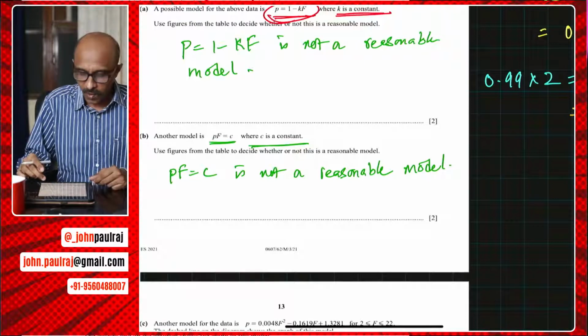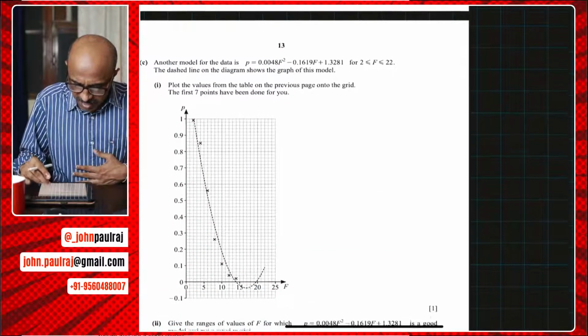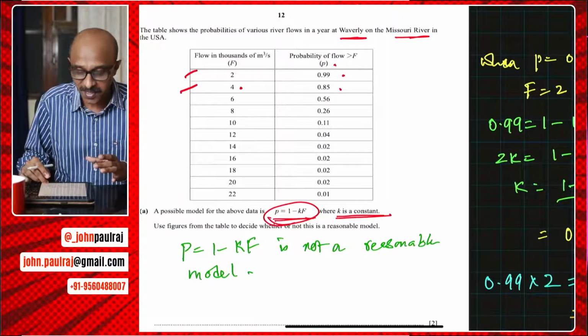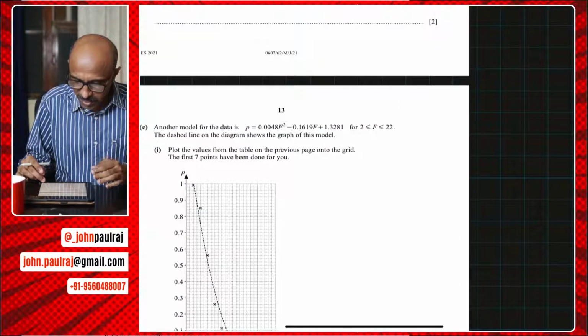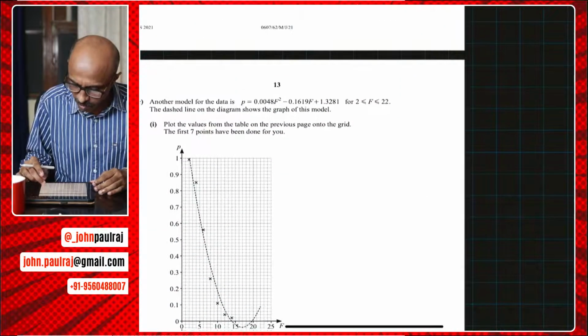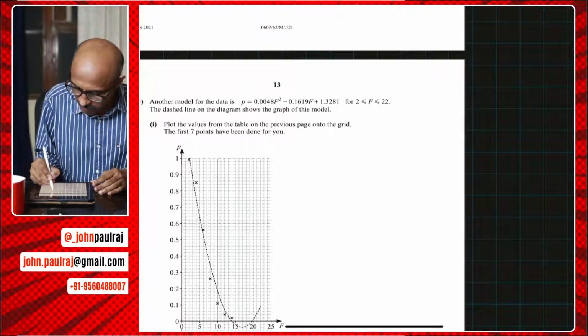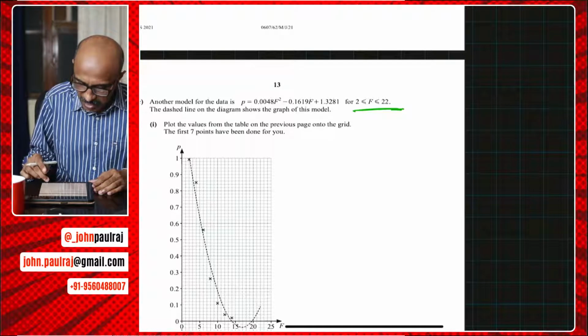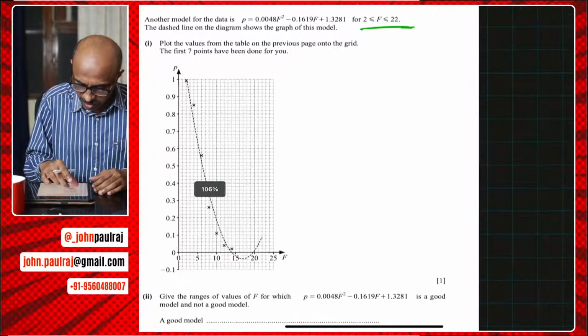Is it okay? All right, let's move on. Another model: there are 3 different models we're playing around with for the same data set, okay? Another model for the data is P. This is a quadratic model, and they've given the values of F from 2 to 22, all right? The dashed line, there's a dashed or dotted line.